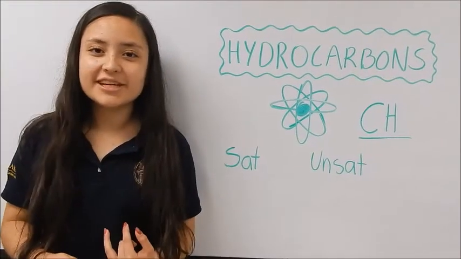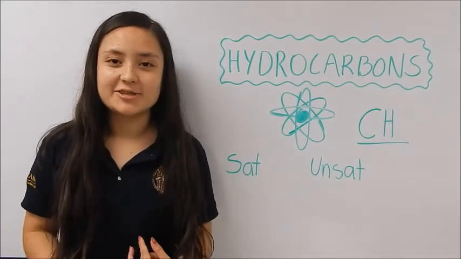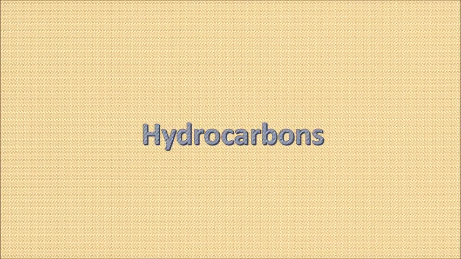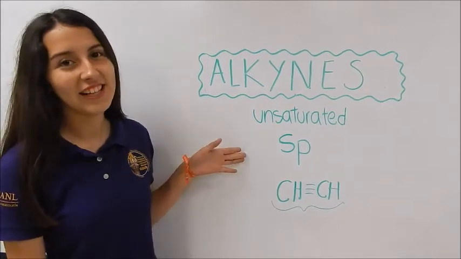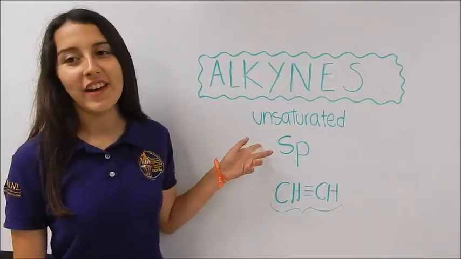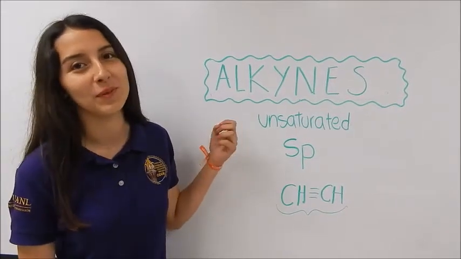A hydrocarbon is an organic compound made mostly of carbons and hydrogens. It is possible for double or triple bonds to form between carbon atoms. Alkynes have an electronic configuration of sp and are unsaturated hydrocarbons that contain one or more carbon-carbon triple bonds.